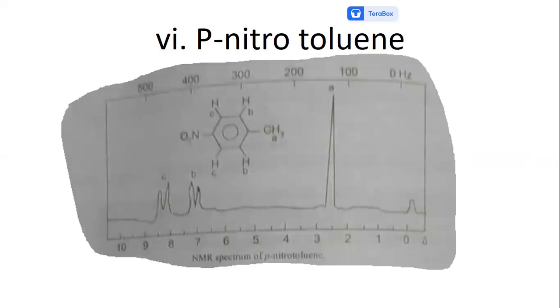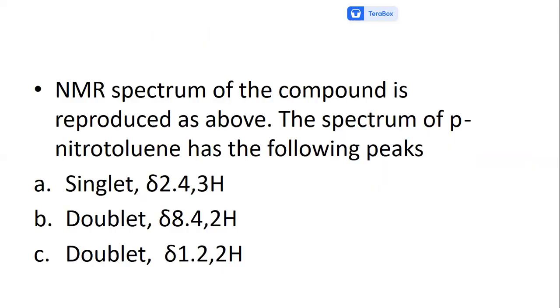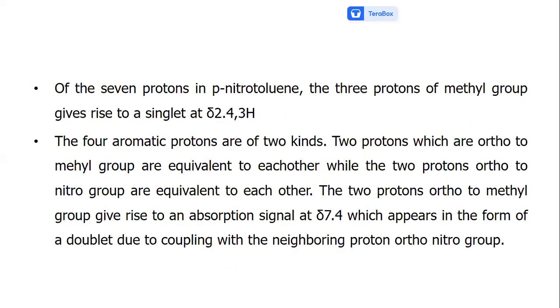Paranitrotoluene, 3 types of peaks. The NMR spectrum of the compound is reproduced as above. The spectrum of paranitrotoluene has the following peaks: singlet at delta 2.4, 3 hydrogen, doublet at delta 8.4, 2 hydrogen, doublet at delta 7.4, 2 hydrogen.